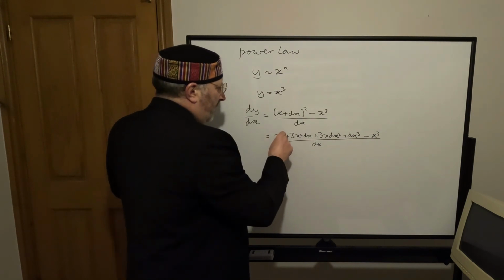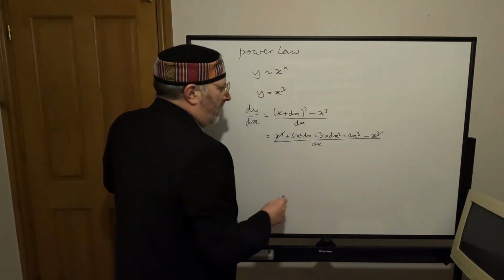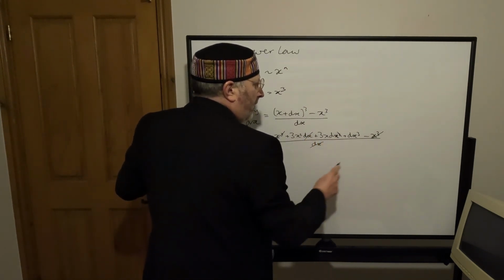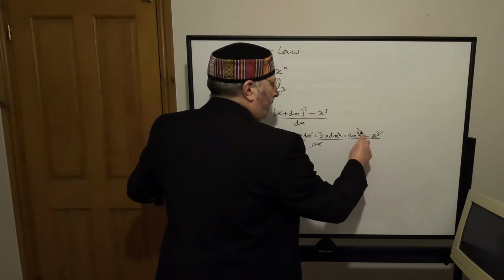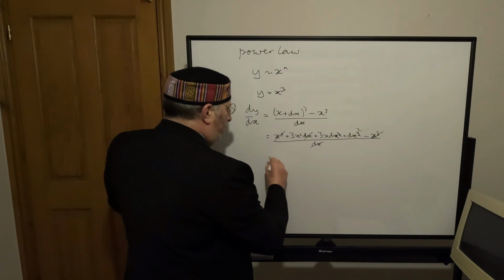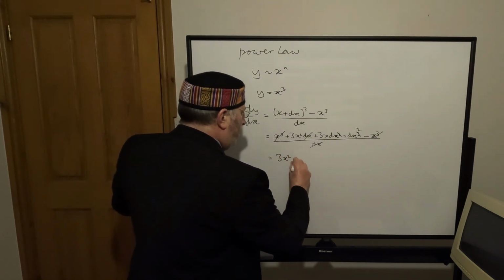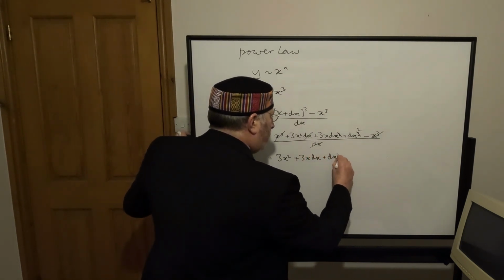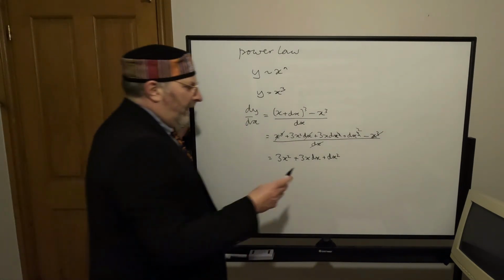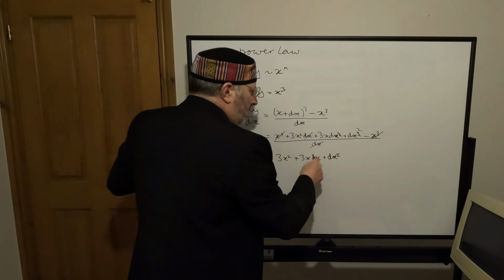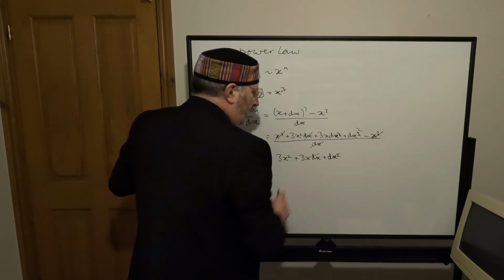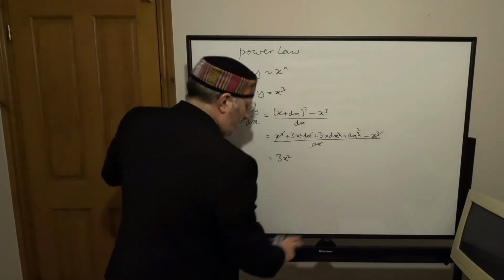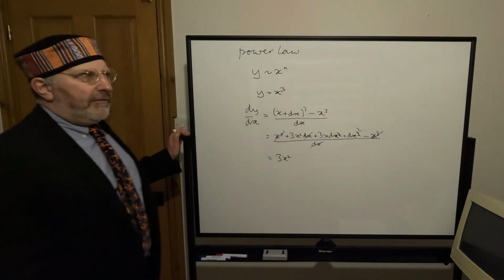And now we can start the cancelling again. So x cubed we get rid of, the dx will cancel with one of those, and it will cancel with one of those, leaving us with dx squared. So this is equal to 3x squared plus 3x dx plus dx squared. Well, dx again is 0, so we get rid of that, and 0 times 3x, 0 times anything is 0, so we get rid of that as well, and so we're just left with dy by dx equals 3x squared.